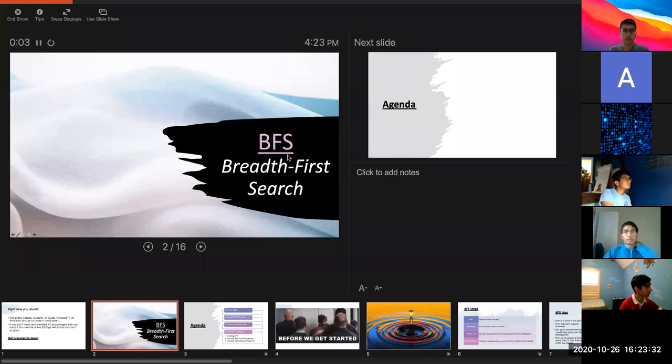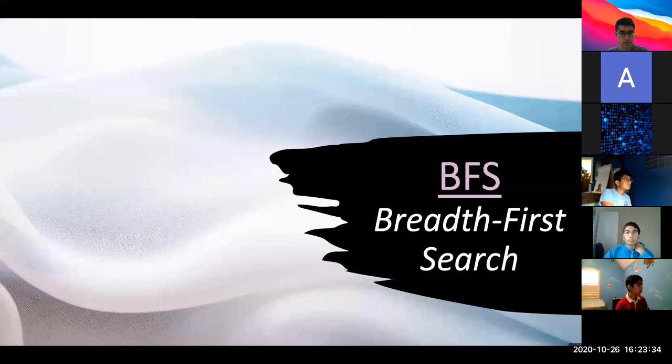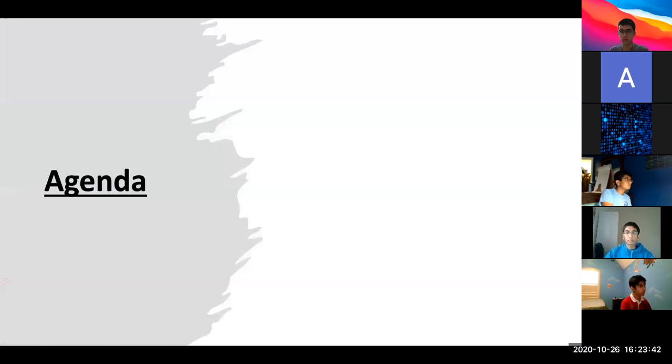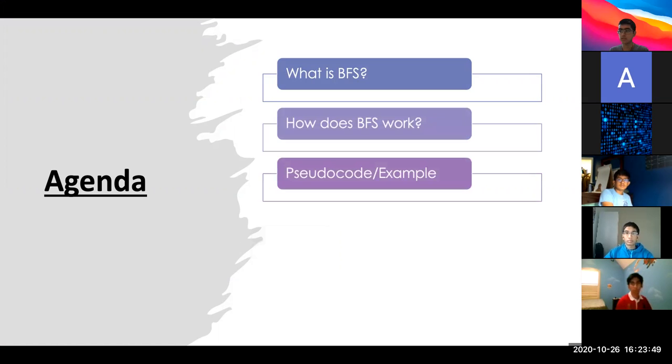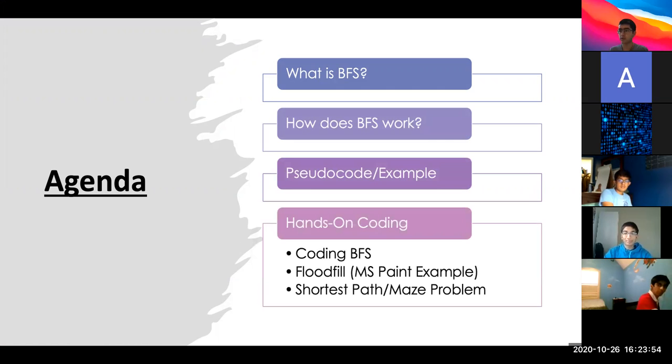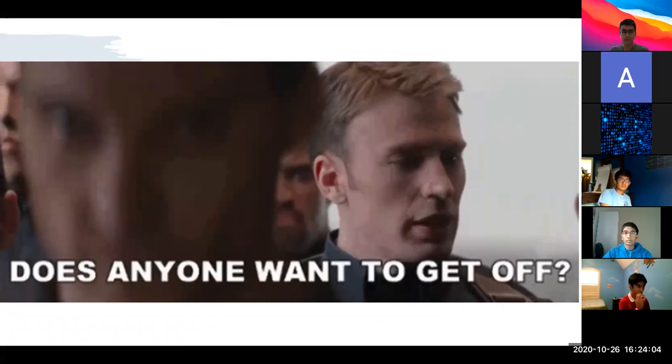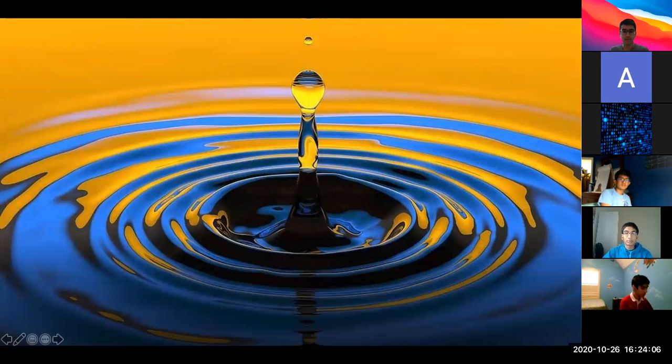Yeah, so today we'll be talking about breadth first search. Our agenda for this meeting is we're going to talk about what BFS is and how it works. We'll take a look at some pseudocode and examples, and then we'll actually code it ourselves along with the flood fill algorithm. And we'll take a look at shortest path and we'll code the solution to a maze problem. But before we get started, we're going to take a look at this nice picture over here.